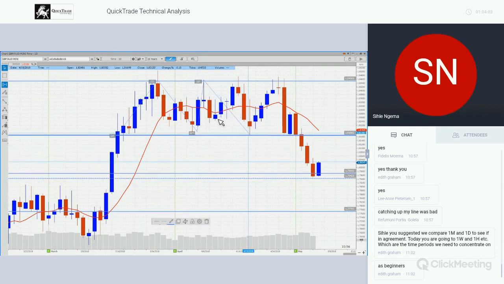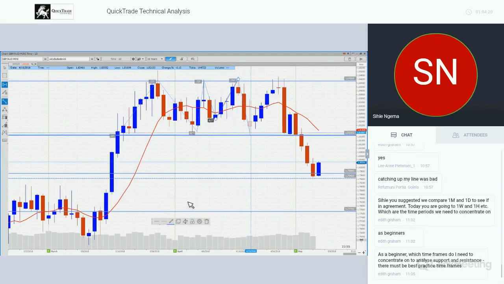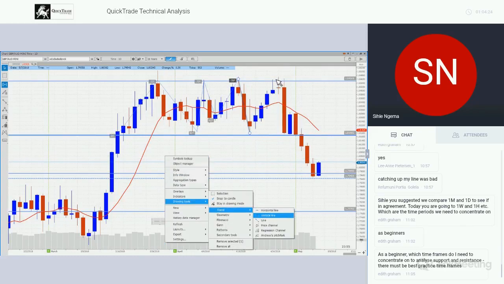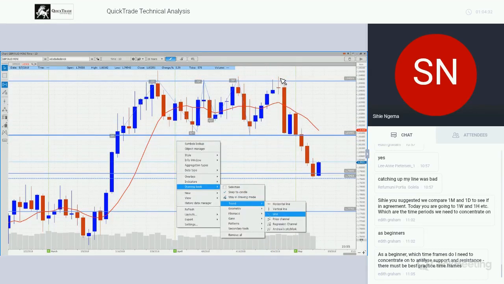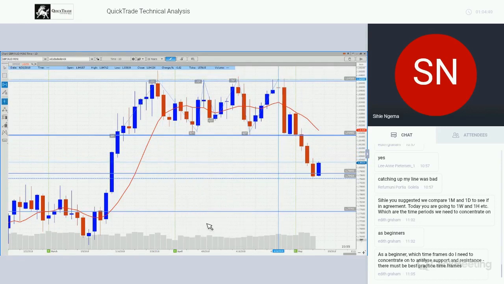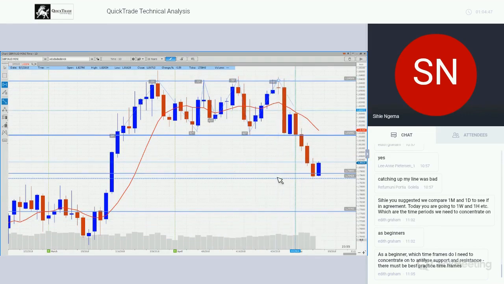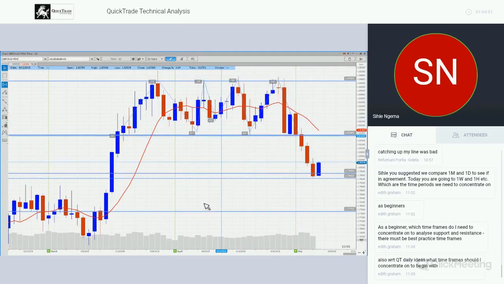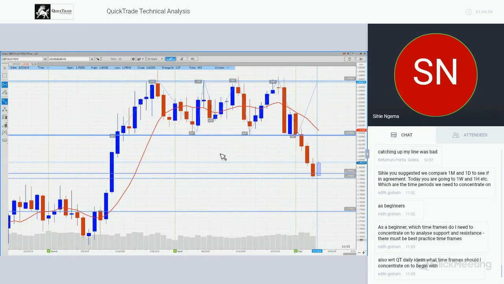Oh, we can do this. It failed to get to the bottom of our range. Went up. Came down. It went up to the top of that range. Came down. Let me show you what we were expecting. We were expecting that the market was going to do this, but it did not happen.